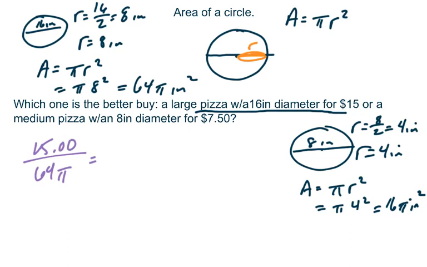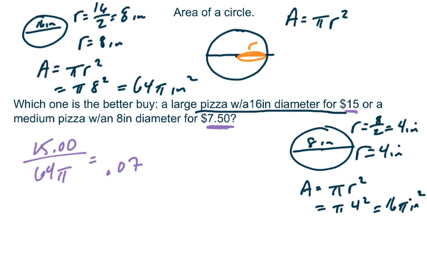So this is where you definitely want to type it in the calculator. Use that fraction button. Type it in there just like it looks. So 15 in the numerator and 64 pi. Make sure it all stays in the denominator. And then you're going to get, we're talking about money, so that means we're rounding to the nearest hundredth. So we're going to get that it costs 7 cents for the large, 7 cents per square inch, okay?